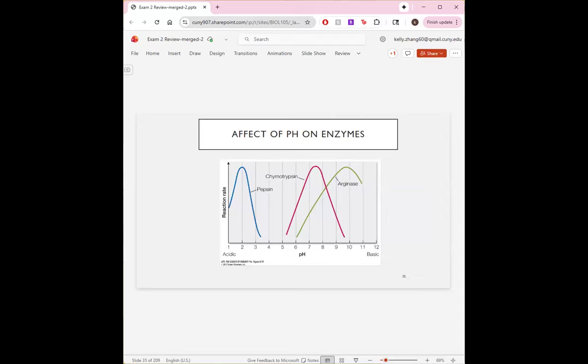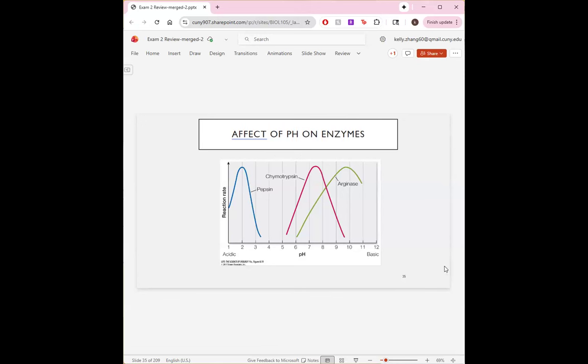The effect of pH on enzymes. pH can change the charges of some enzymes, the carboxyl and amino groups of the amino acids. This affects the interactions of the amino acids and can change the structure of the protein.